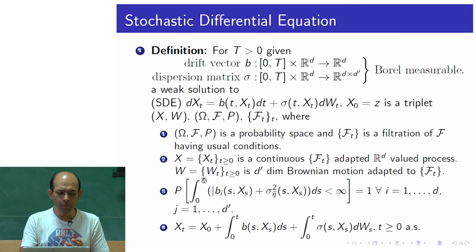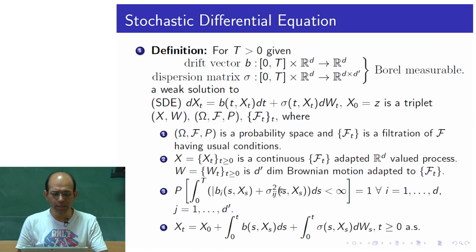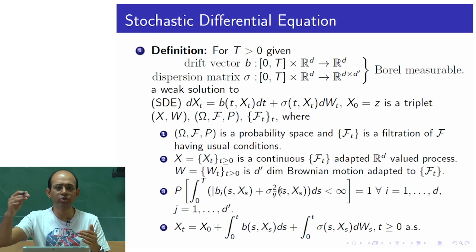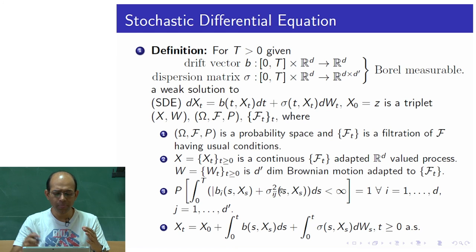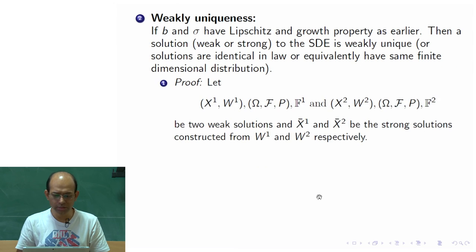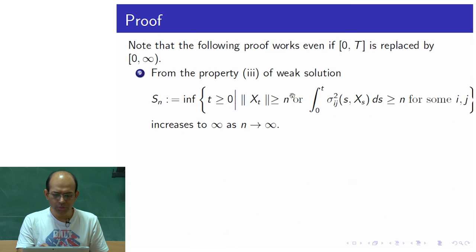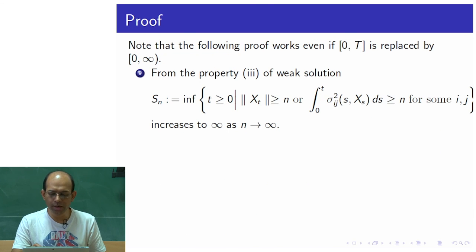Now if I ask for the first time this becomes large, say larger than n, we are going to get some time, and that time should increase as n goes to infinity, otherwise you would not get it. So this is the part that I am going to explain now. Consider the integral of sigma^2_ij(s, X_s) ds from 0 to t being greater than or equal to n. So, take the first time when this integral becomes more than n.